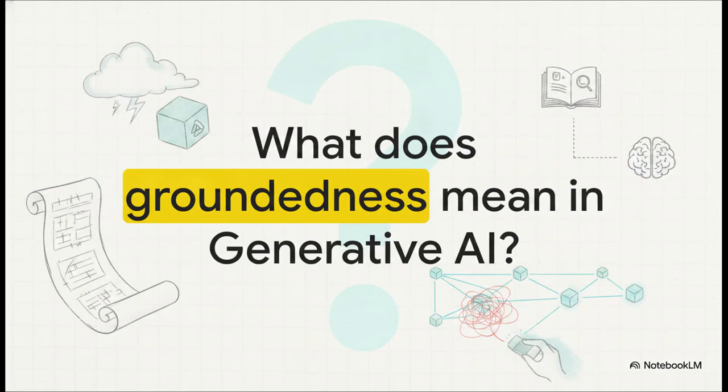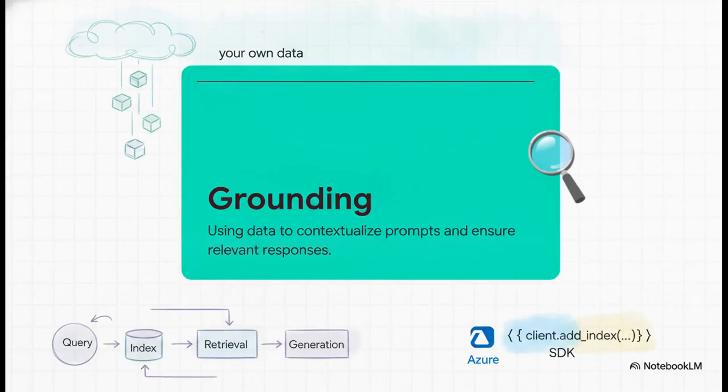Now, as we look at making these generative models truly useful for real-world business applications, we run into a major hurdle. We have to ask, what does groundedness actually refer to in this context, and how do we stop the model from just making things up? So grounding literally means using your own data to contextualize prompts and ensure relevant responses. Architecturally, this relies heavily on the Retrieval Augmented Generation, or RAG, pattern. To implement this in your code, you basically just add your index connection details right into the OpenAI chat client. It's like giving the AI an open textbook to read from before it answers you.